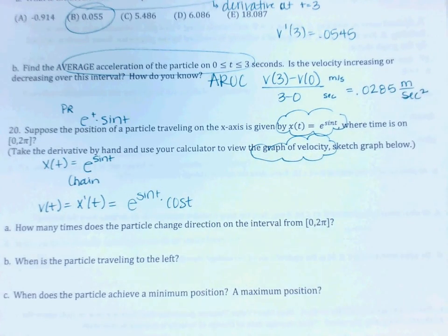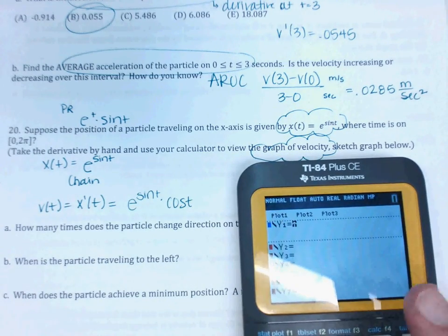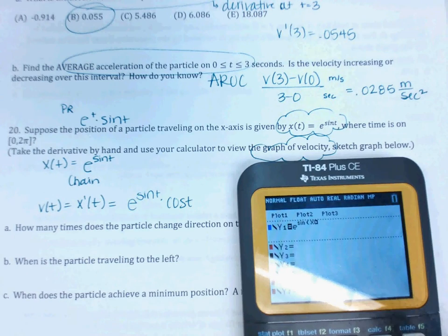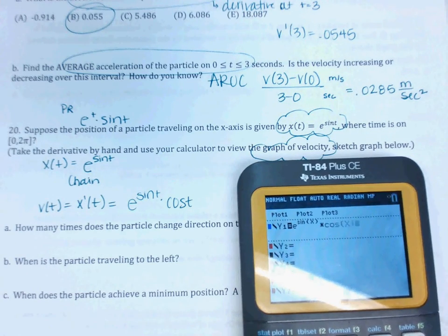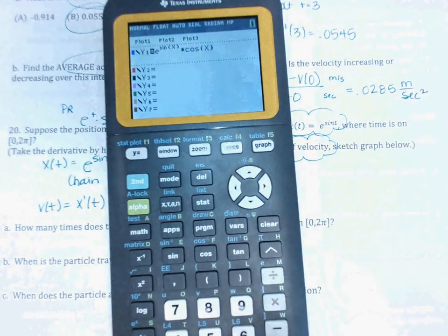Okay, so I'm going into y equals here. Going to type that in. So e to the power of sine x, close the parentheses, times cosine x. Wait, how'd you get e? If you look on the ln button, just hit second ln and e will pop up.